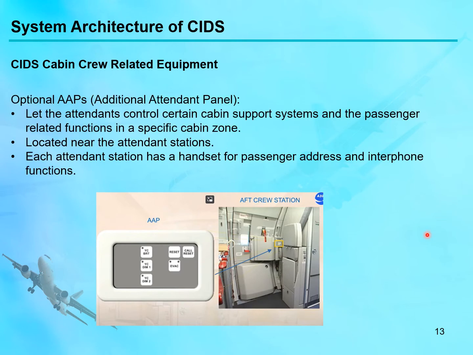So this is the optional AAP, or additional attendant panel. Okay, so this one here allows the attendants to control certain cabin support systems, right? So say for example, this example, this is the aft crew. Aft crew means the behind, at the back crew station. Okay, so there'll be a crew sitting here, so there'll be some AAP here to allow the crew to do some control of the zone. All right, and then it also has a handset for the passenger address and interphone functions.